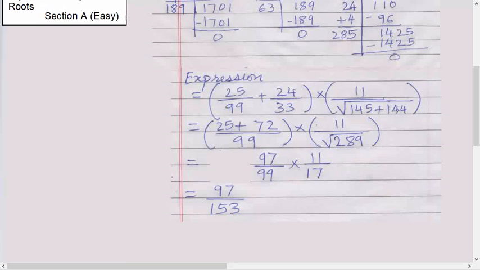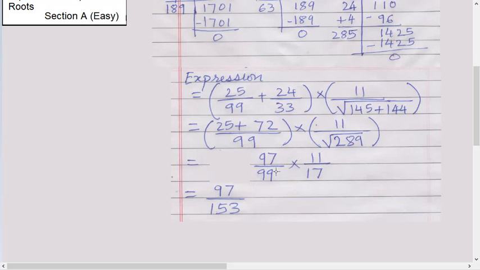145 plus 144. Okay. Now we have to add these two and the remaining stays as it is. So over here also, denominator 99, denominator 33, LCM is 99. So 33 into 3, similarly 24 into 3. So 25 plus 72 upon 99 into 11 upon, this total becomes 289. Now what is the square root of 289? 17. So it becomes 97 upon 99 into 11 upon 17.